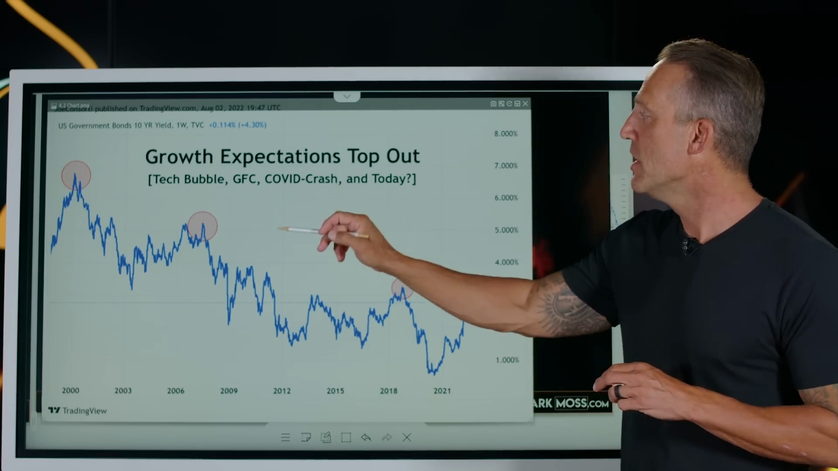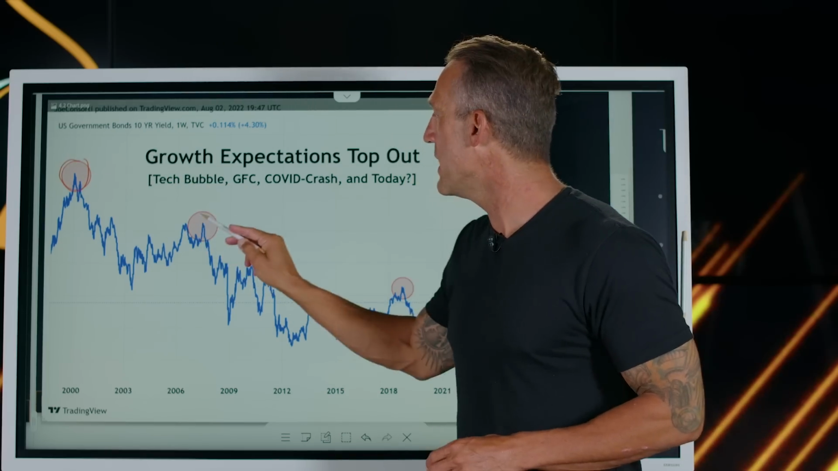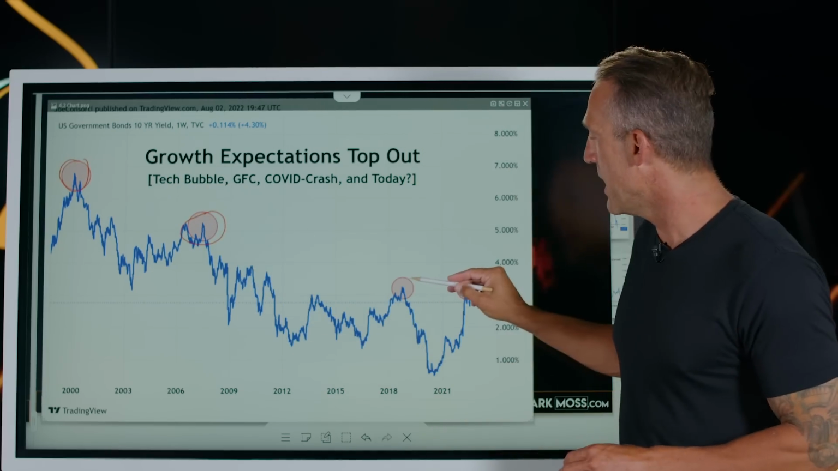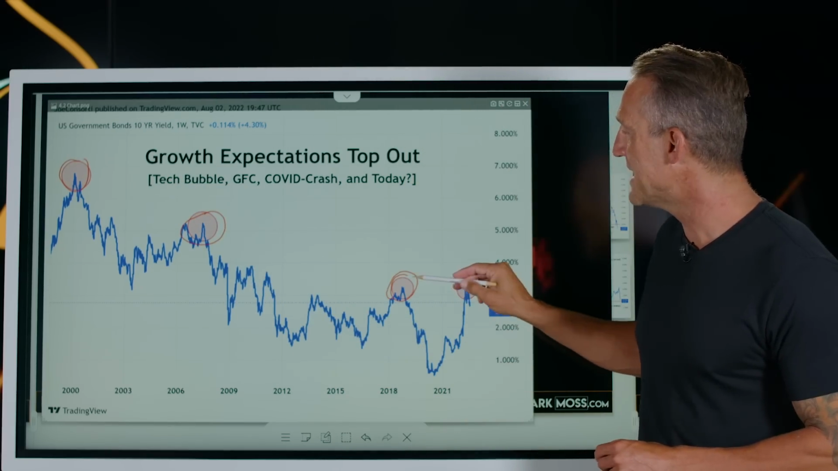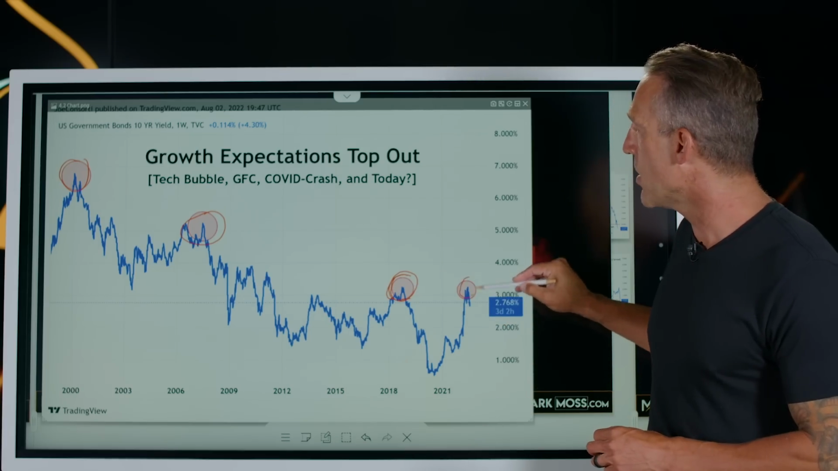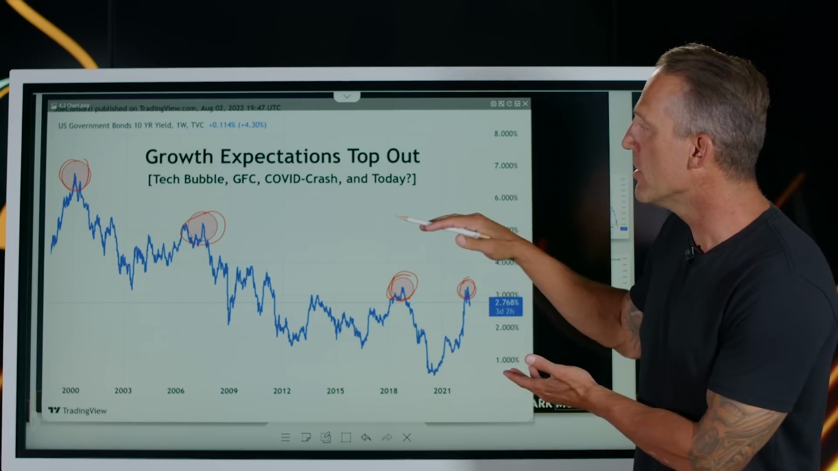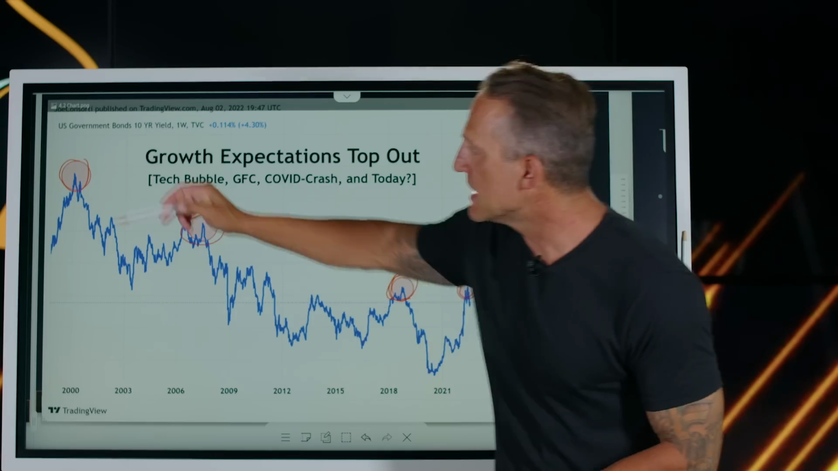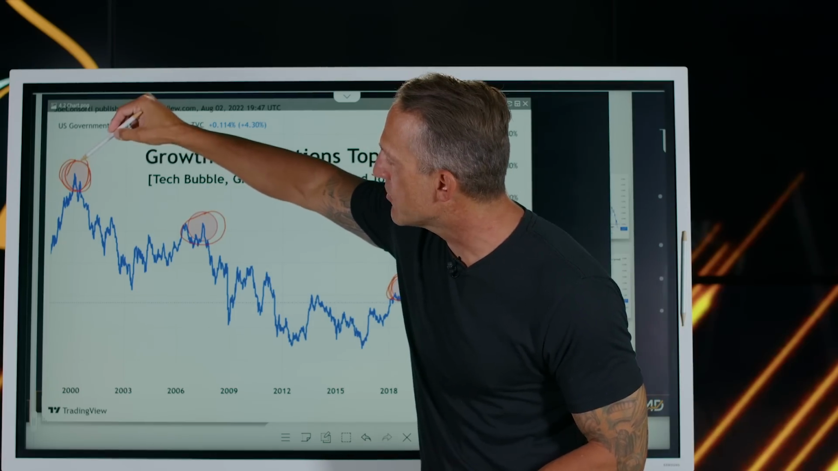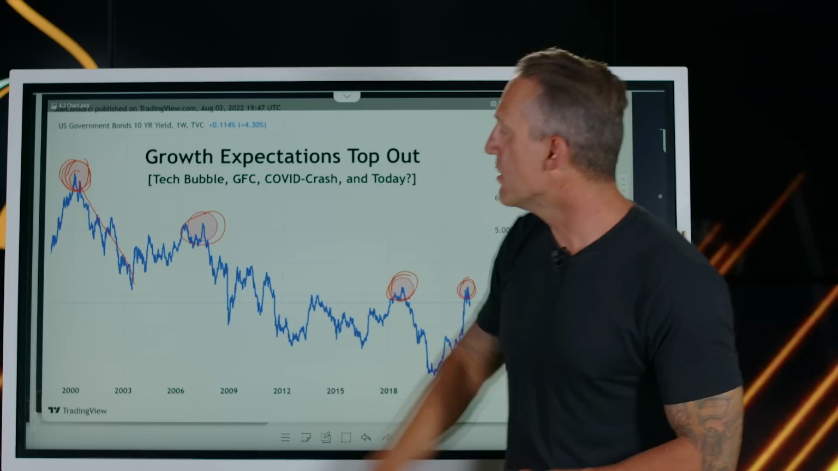This is the tech bubble right here. We have the great financial crash right here, and we have the COVID crash right here, and are we seeing another one? This is the 10-year yield chart, and we can see that it has been able to forecast each recession. So when it topped out here, the markets crashed.